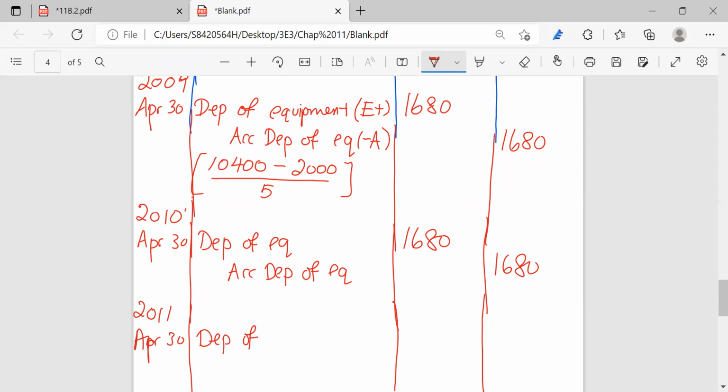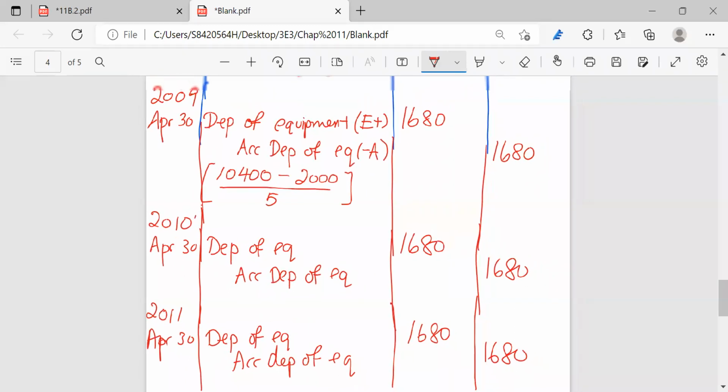Okay, so do it 3 times. After that, just do your part B and C. But part B and C, they only ask us to do it for the 3rd year.